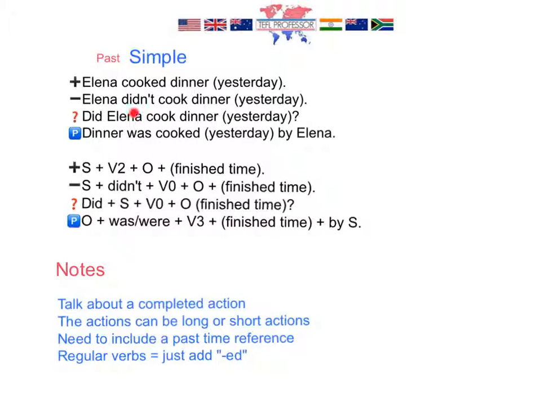So: Elena didn't cook dinner yesterday. Now, also the didn't is going to stay the same. There is no change from I, we, and they to he, she, or it. So it's always did and didn't. Did Elena cook dinner yesterday? Dinner was cooked yesterday by Elena. Just as I said with the present simple, we can leave this off if you so choose. It's not important.